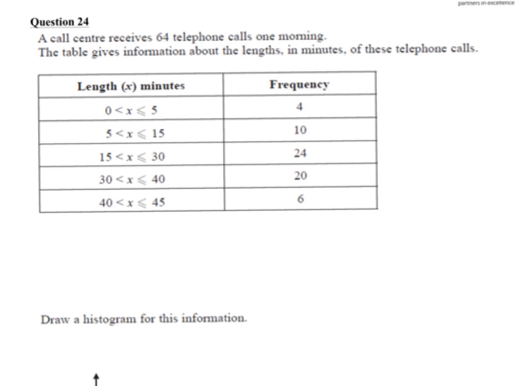Question 24. A call centre received 64 telephone calls one morning. The table gives information about the lengths in minutes of these telephone calls. Draw a histogram for this information.